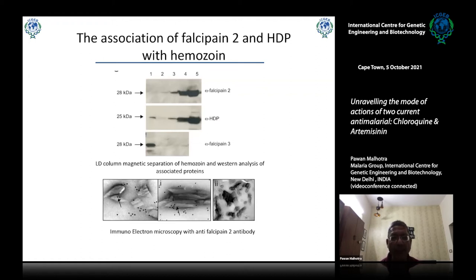And we could show this complex by immunoprecipitation followed by Western, as well as on the crystals, we could show this protein together, the falcipain antibodies by immuno-EM were existing on this crystal, suggesting that when hemoglobin degrades, the heme actually gets crystallized, and you can see the falcipain 2 on the hemozoin crystals.